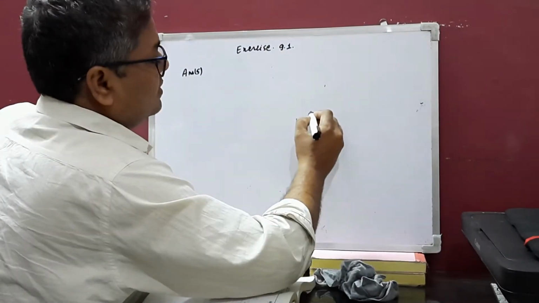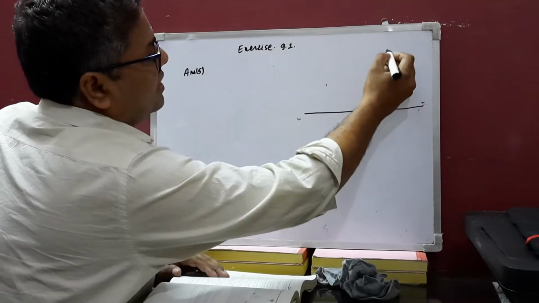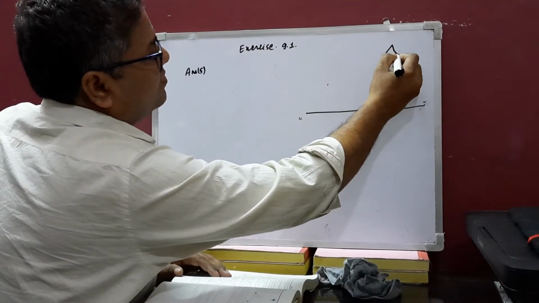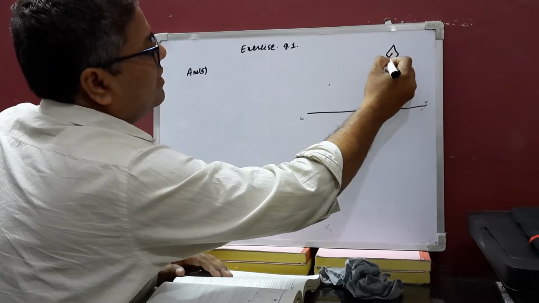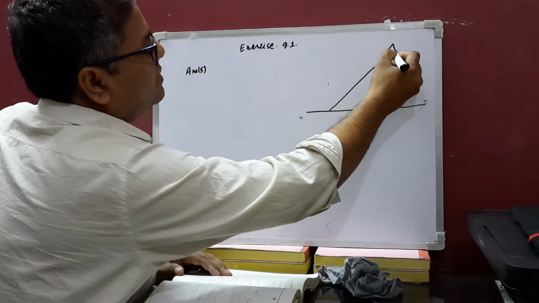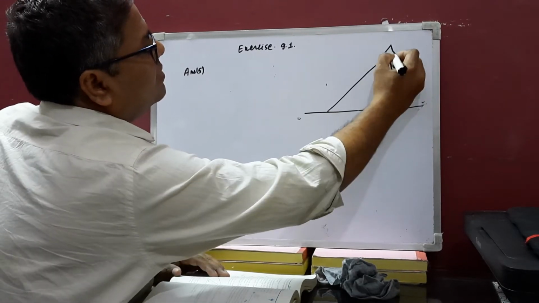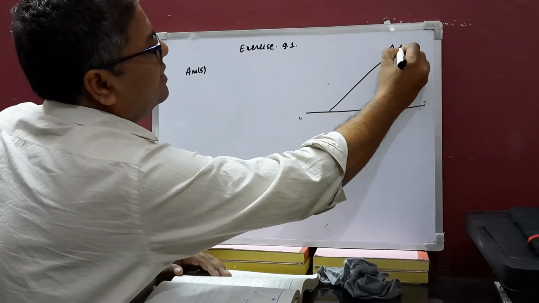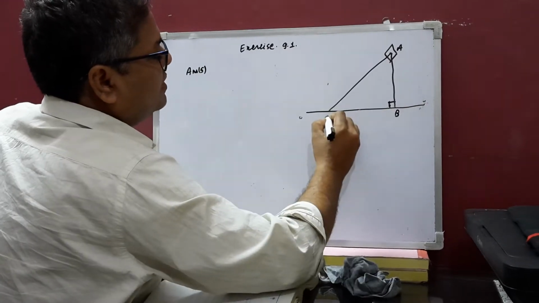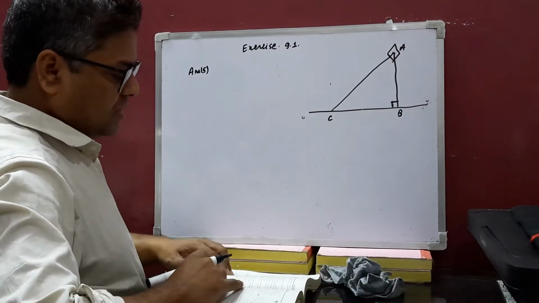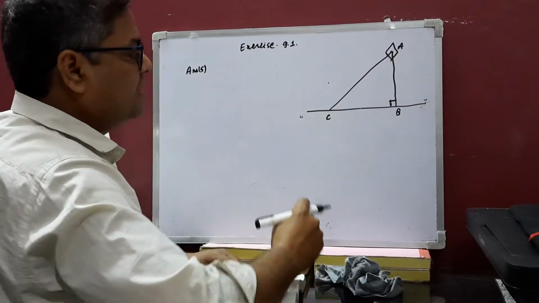Okay, this is the ground surface and this is the kite, and this is the height of the kite. This is A, this is B, and this is C. Now fit the information in the diagram.